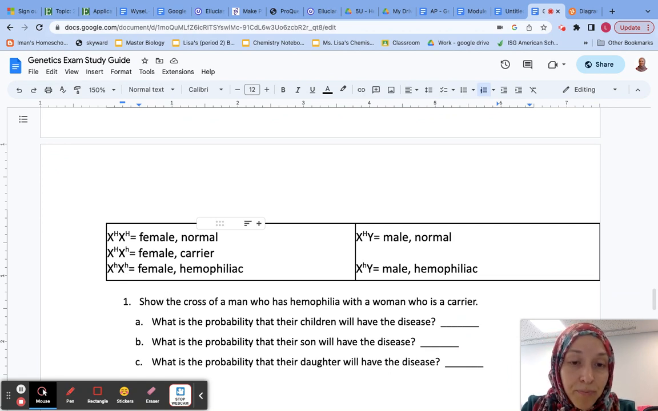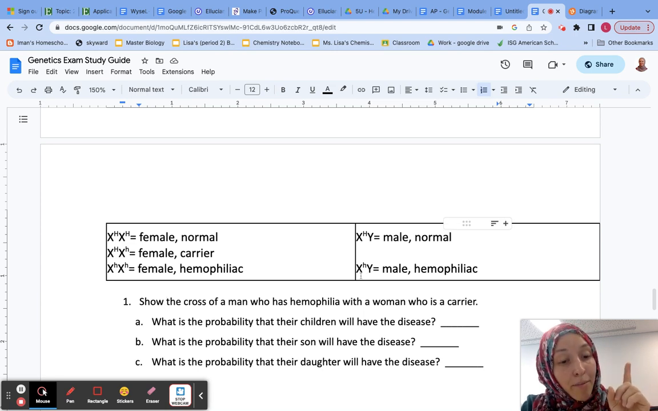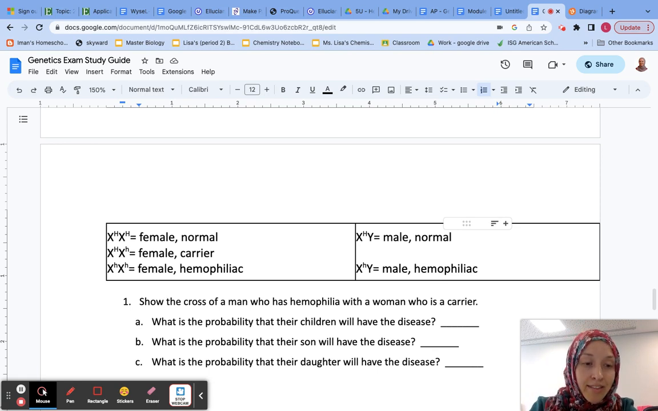Now, if we compare that to a male, because a male only has one X, if they have a healthy allele, a non-hemophilia allele, then they're normal. But if they have only one hemophilia allele, then they have hemophilia. This is similar to what we talked about with the cat's fur. It's impossible for a male to be a carrier. Why? Because having just one hemophilia allele gives them hemophilia, unless they have some kind of chromosomal mutation.